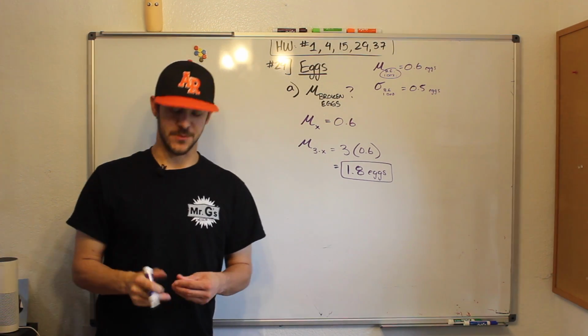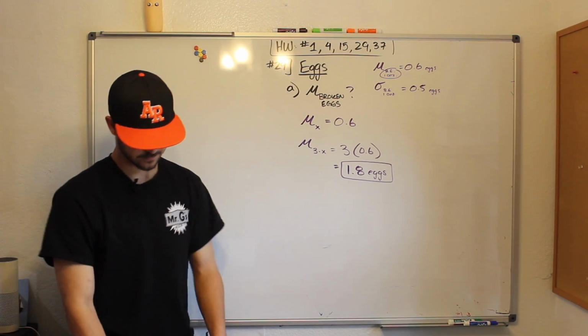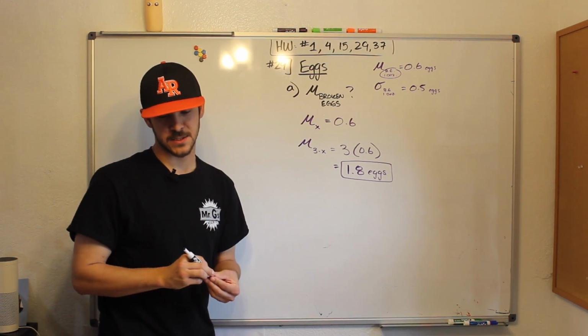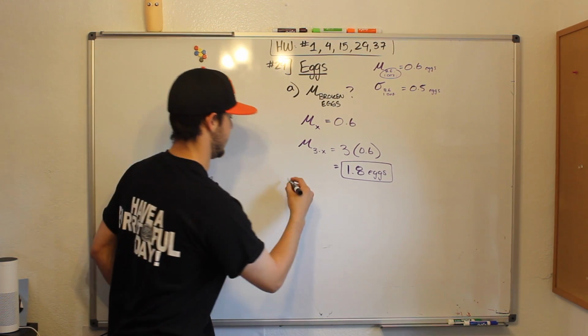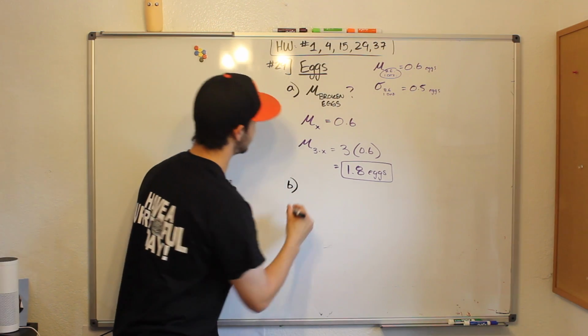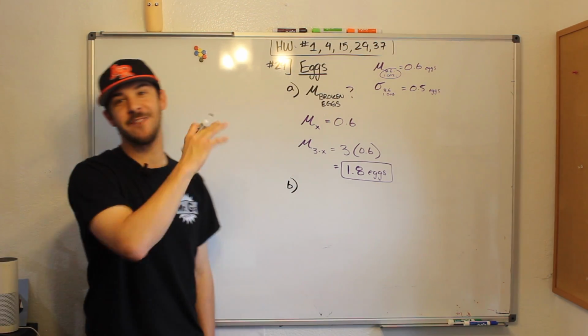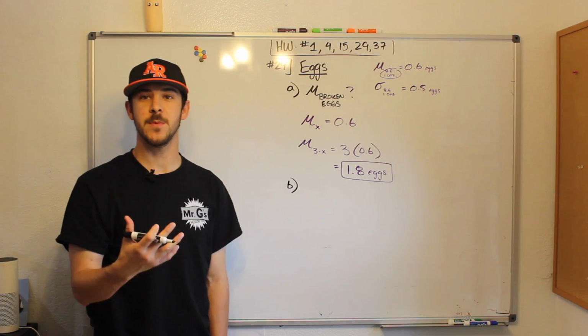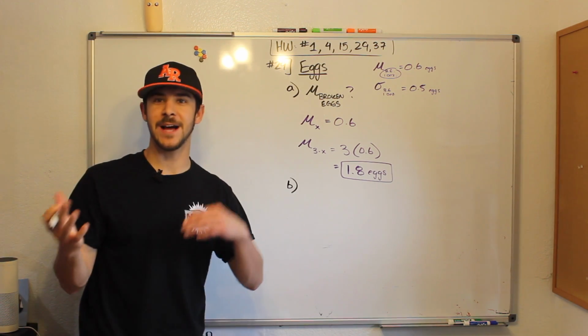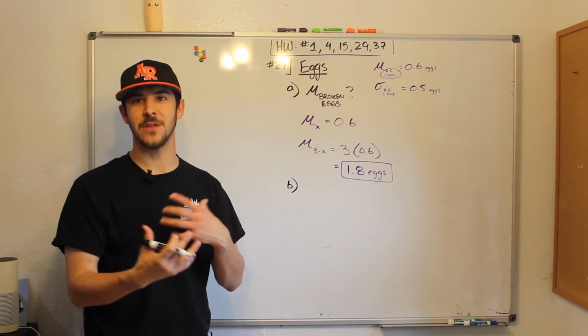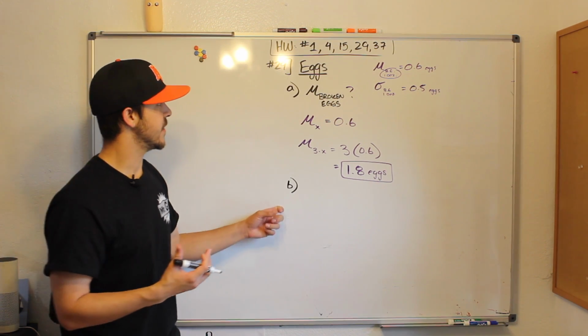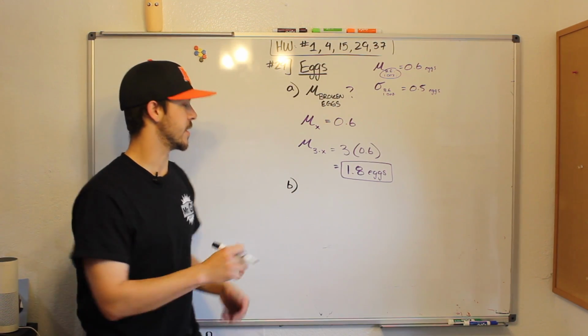Part B is a different story. Part B asks us, what's the standard deviation? Now, fortunate for us, we don't have a probability distribution here, a probability model, so we don't need to multiply, square, add together all of these different things. Instead, we can just use the standard deviation from earlier.